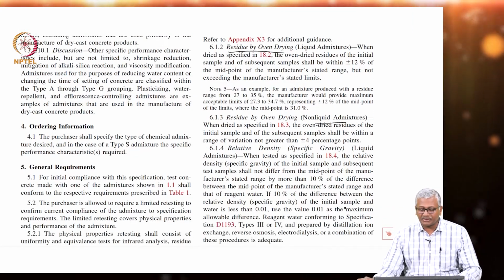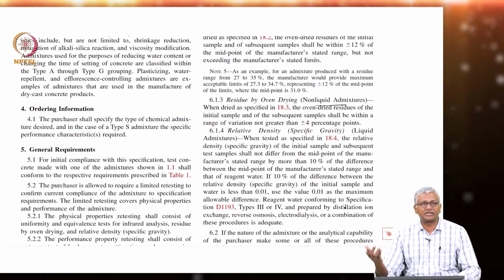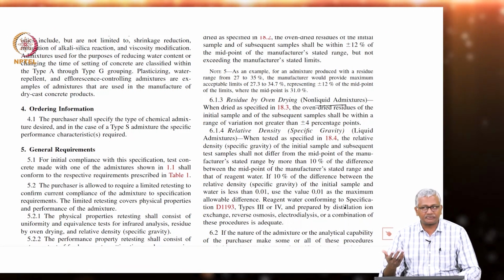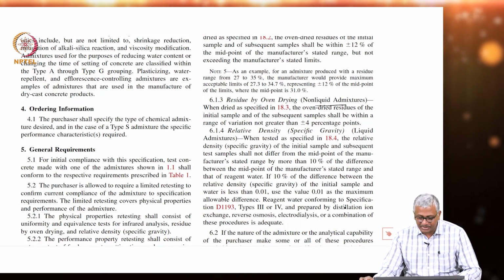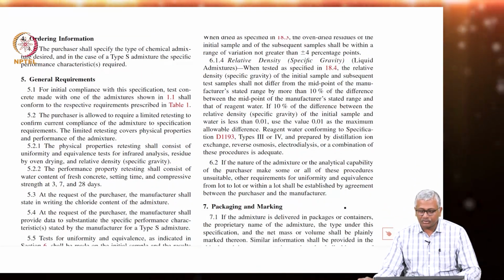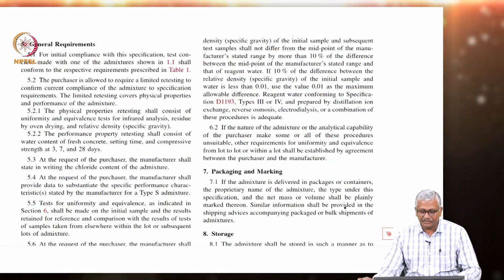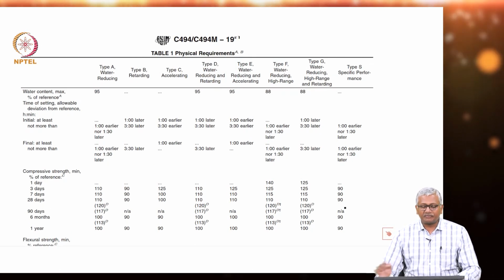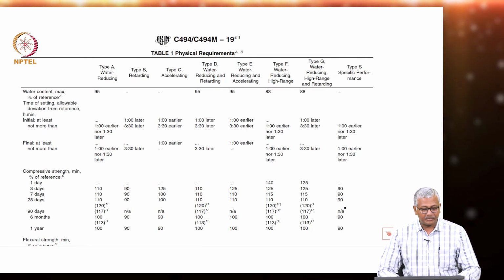Specific gravity or relative density is also measured typically using a hydrometer, just like what you do for soils. You must have used the hydrometer for sedimentation analysis, same thing. We can use the hydrometer for detecting the specific gravity. Right. So, here this is the main table that we need to look at, table 1, physical requirements.